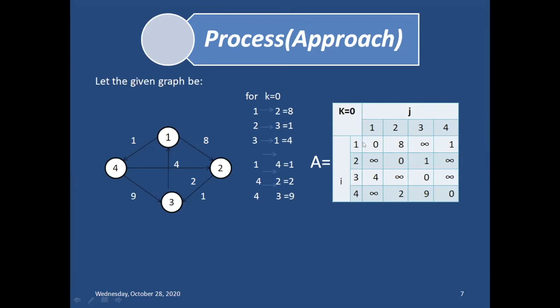Now we can go from 1 to 1 by cost 0 because 1 to 1 is the same vertex, and we can go from 1 to 2 by cost 8, and we cannot go from 1 to 3, so the distance is infinity, and we can go from 1 to 4 by distance 1, and we cannot go from 2 to 1, so the distance is infinity, and similarly the rows are 0, 1, infinity, 4, infinity, 0, infinity, 0, 9.